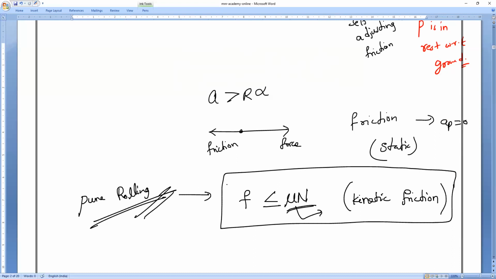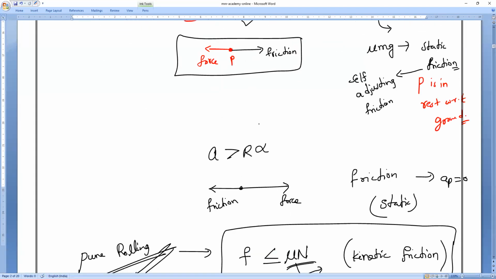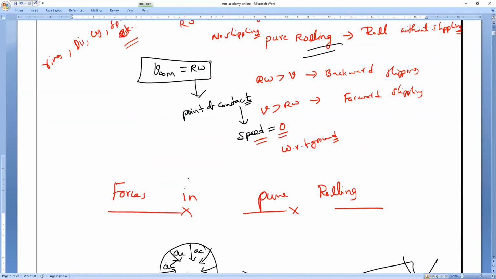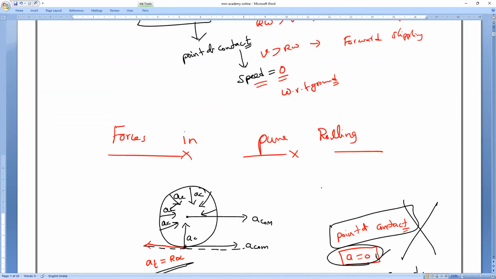So now, let us calculate. If I take a ring, a solid sphere, or a disc, if it is pure rolling without slipping, then what is the acceleration? What is the friction? What is the angular acceleration? That is all we are going to discuss now. These are the three things you have to remember. This is the most important topic regarding the forces in pure rolling.